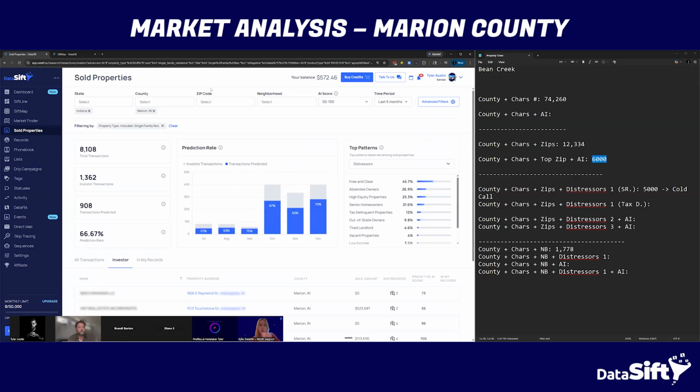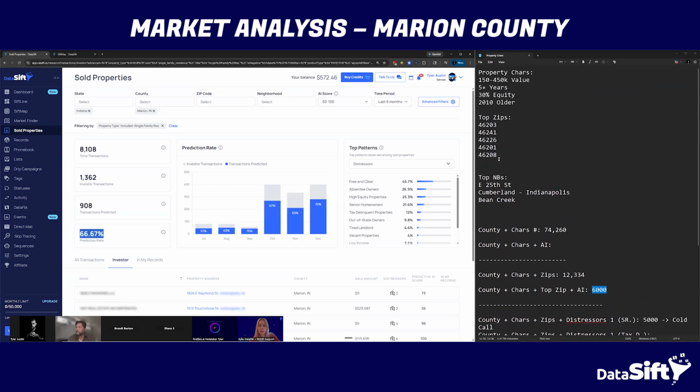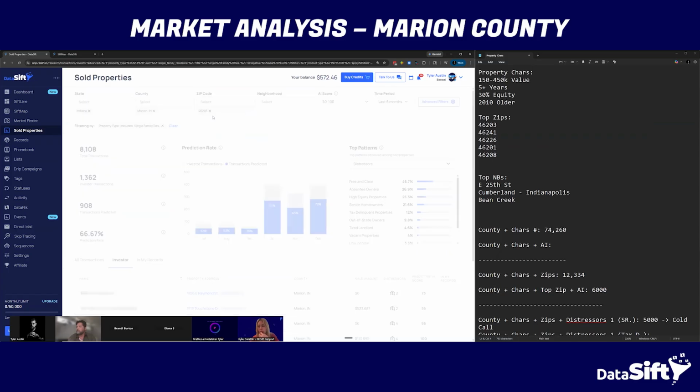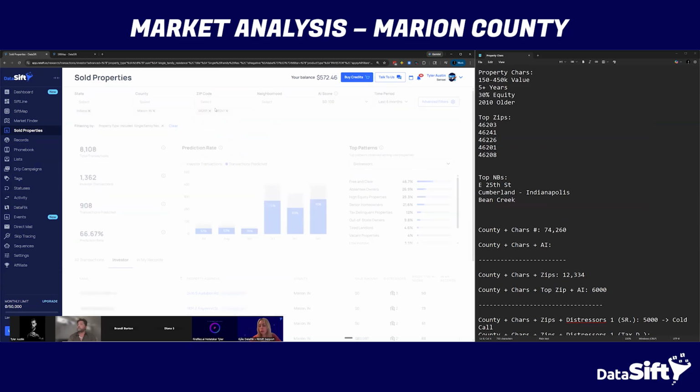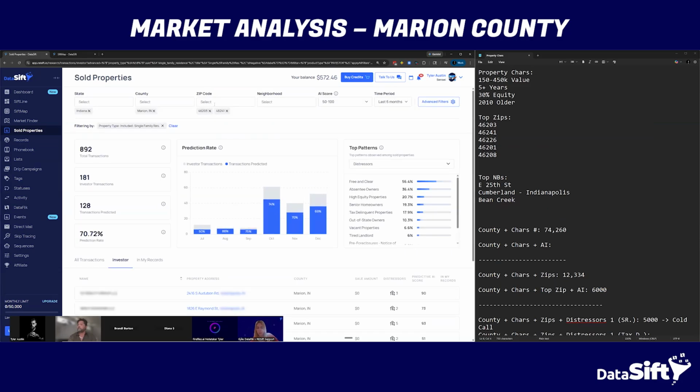So what I want to do now is I'm going to reduce this. I want you guys to pay attention to this because sometimes this AI score will go down and sometimes it'll go up a lot by simply applying our market analysis to the equation. So let's add some zip codes in here, because what I really want to look at is these top distressor patterns. So I'm going to do 46203 and see just for that location. Look at that, still 66%. That's great. 46241. Another one, that went up to 70% now.